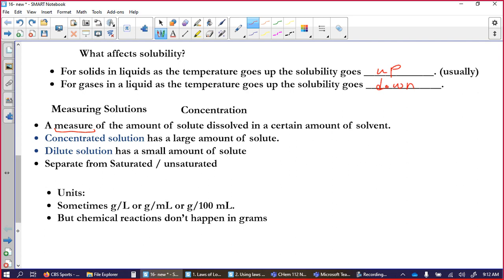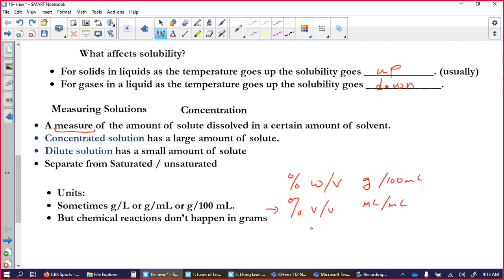So in units, sometimes you'll get grams per liter, grams per milliliter, grams per 100 milliliters, percent weight per volume. These are both grams or milliliters. This is one that is a little bit more common because any alcoholic beverage is measured, the percent is the percent volume per volume of ethanol in that particular solution.